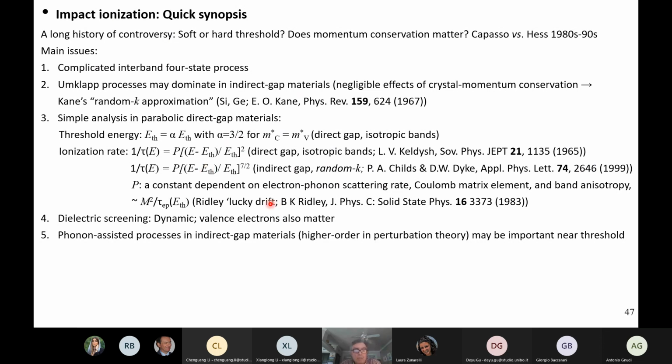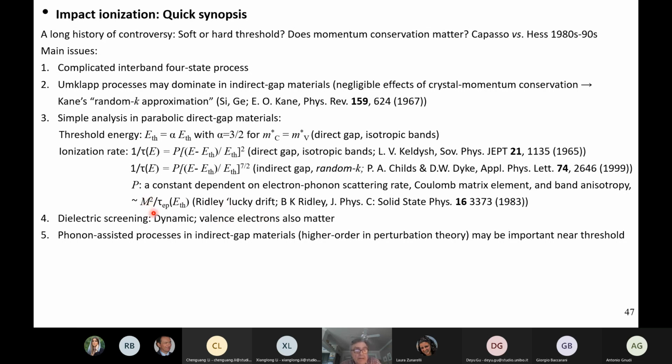and it's related to how electrons can reach the threshold energy. In particular, Brian Ridley proposed what's called the lucky drift model, in which he assumed that the electrons that ionize are those lucky electrons that survive an acceleration from zero energy to the threshold energy at a given field without suffering any losses to electron-phonon interaction. So essentially this P in Ridley's lucky drift model becomes proportional to the square of the matrix element that you have, we'll talk a little bit more about it, and the electron-phonon scattering rate at the threshold energy.